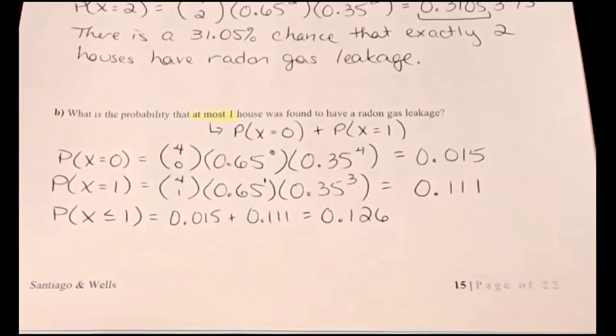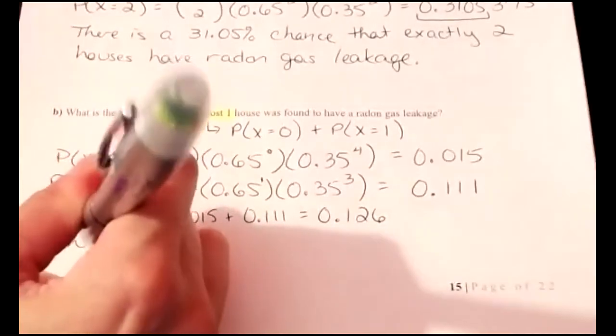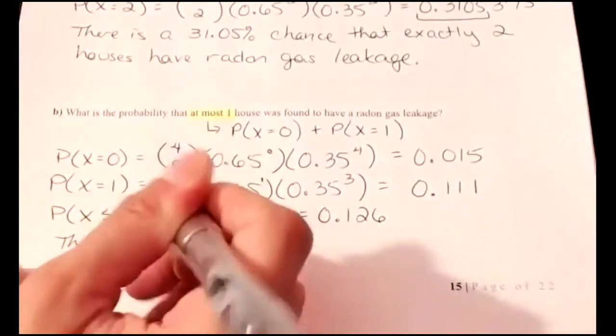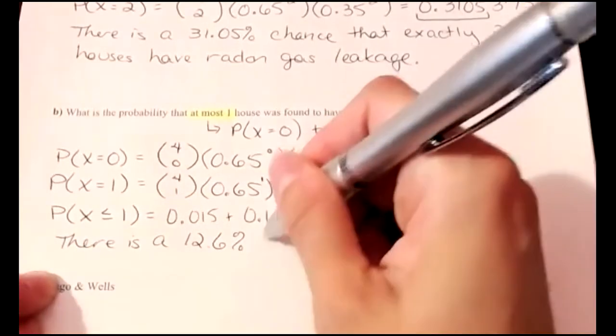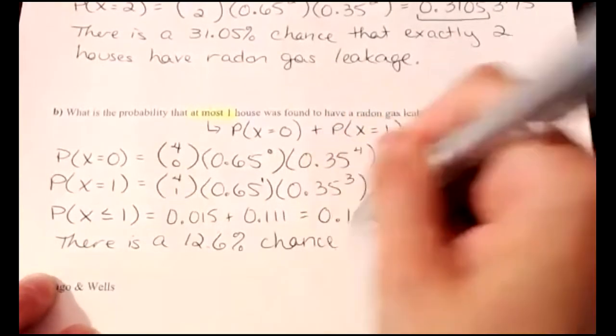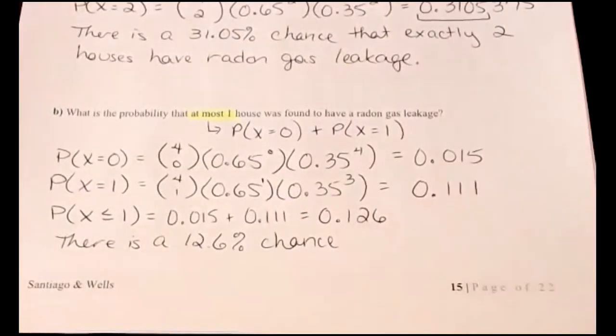There is a 12.6% chance that at most one house has radon gas leakage. Yes, that's perfect. And who was that? Who was just speaking right now? Nicole. Nicole, thank you. I'm so sorry.